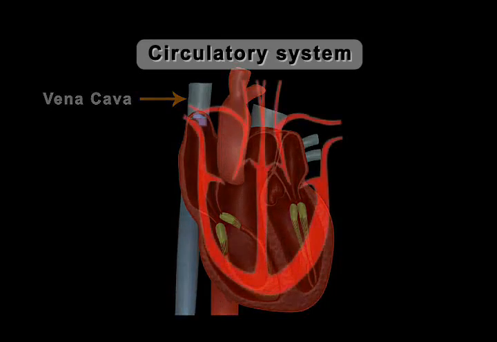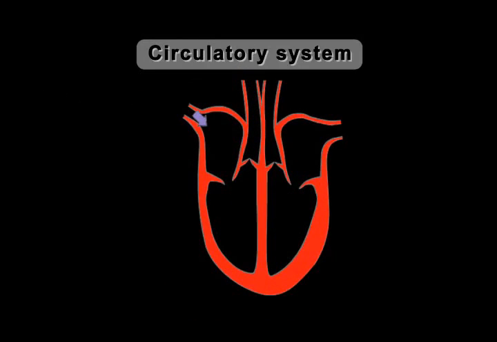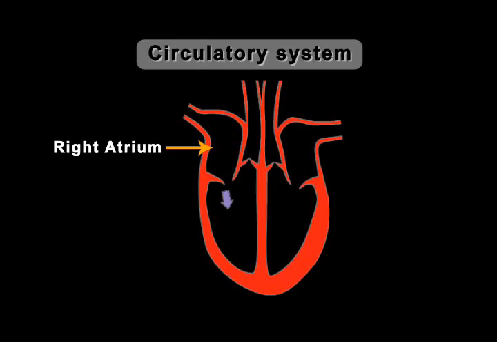Deoxygenated blood from different parts of the body enters the upper right chamber of the heart, called the right atrium, as it dilates. The right atrium then contracts, allowing blood to flow into the right ventricle, which relaxes with the expansion of the right atrium to receive the blood through the one-way valve.